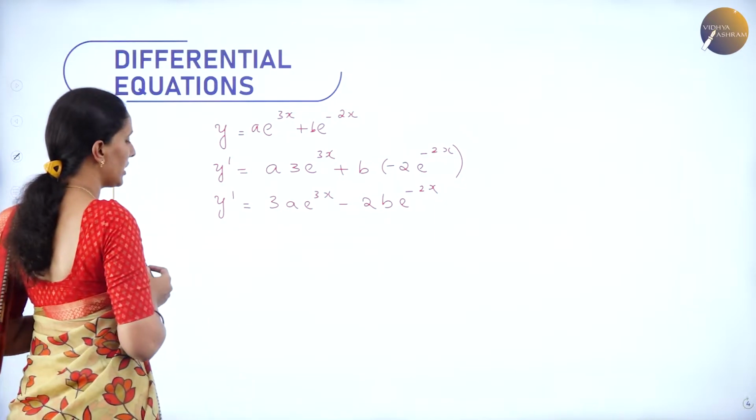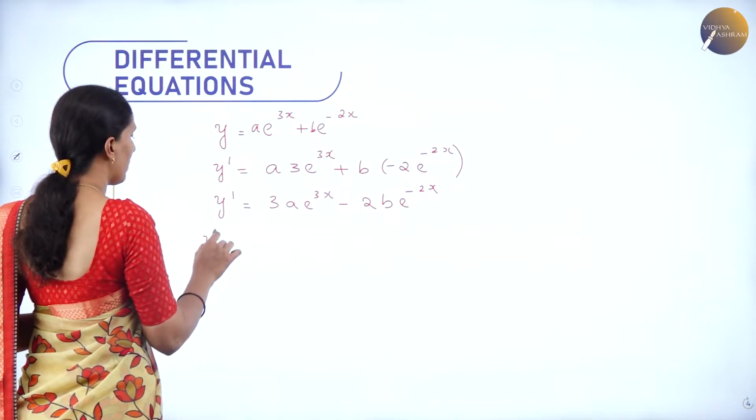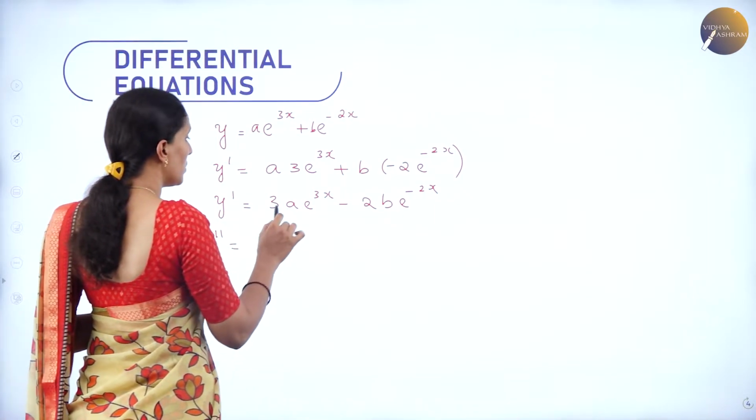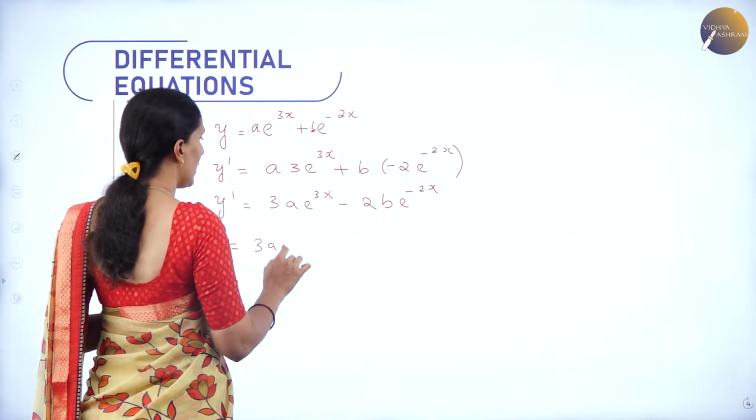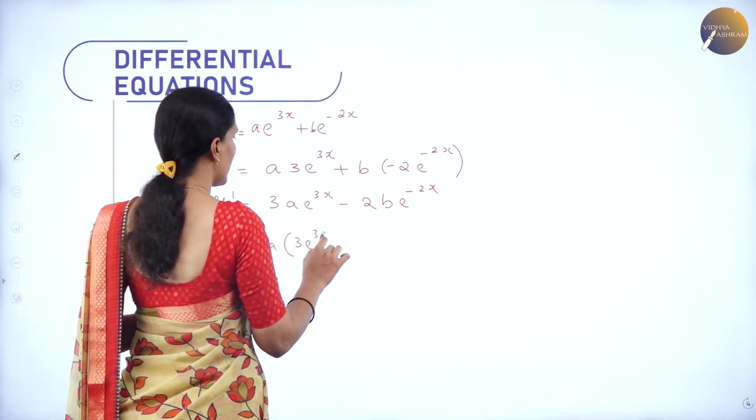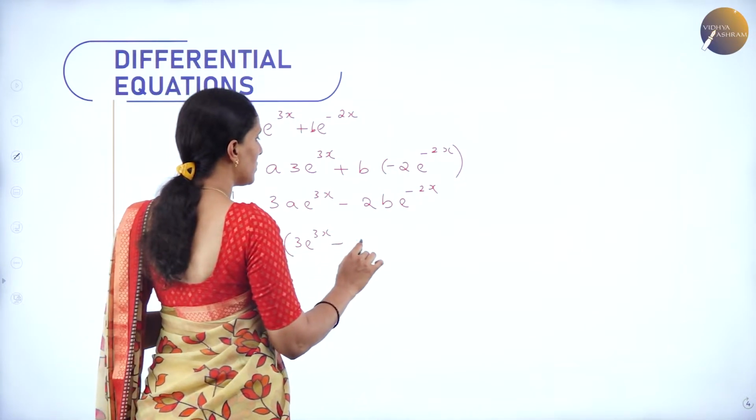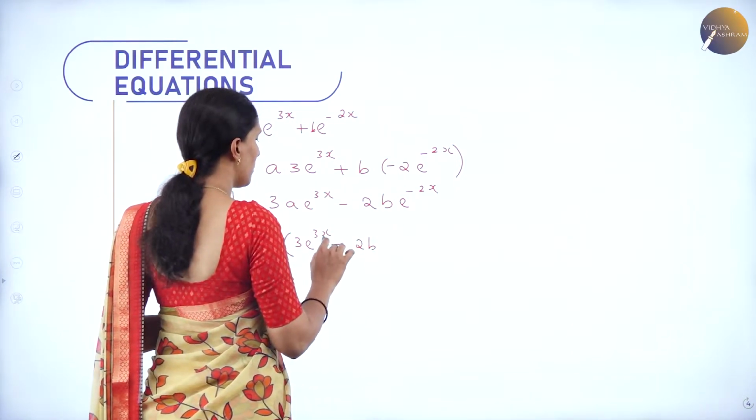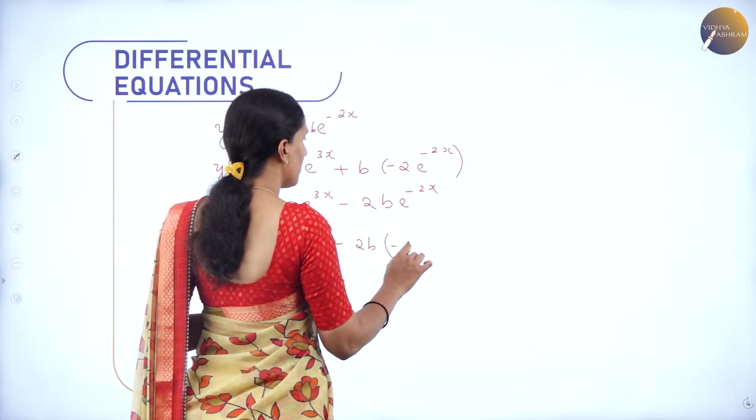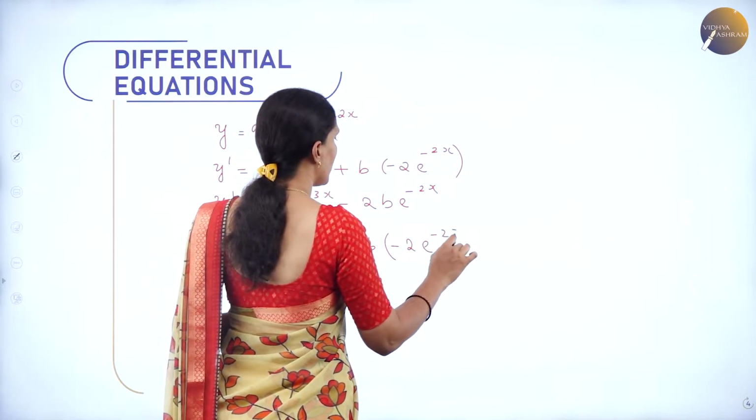Let me differentiate this again. Then y double dash is equal to 3a into 3 e power 3x minus 2b into minus 2 e power minus 2x.